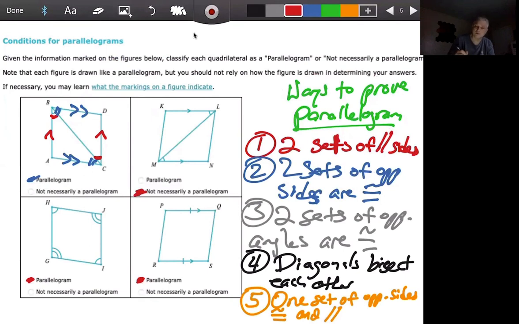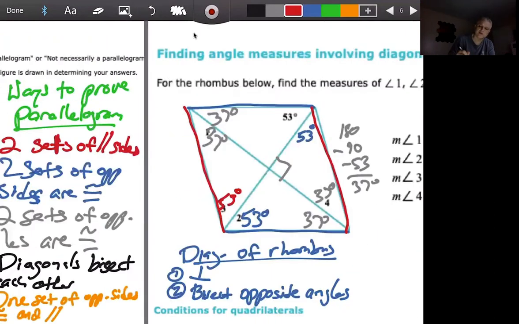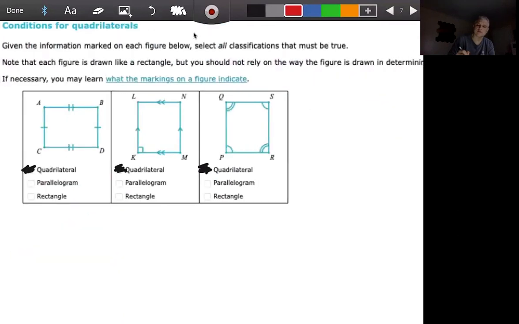Do they have 2 sets of parallel sides, 2 sets of opposite sides that are congruent, 2 sets of opposite angles that are congruent? Do the diagonals bisect each other? Or do you have 1 set of opposite sides that are both parallel and congruent? Well, let's look. Congruent, congruent. That's parallelogram. Parallel, parallel. That's parallelogram. Opposite angles congruent, opposite angles congruent. Parallelogram.